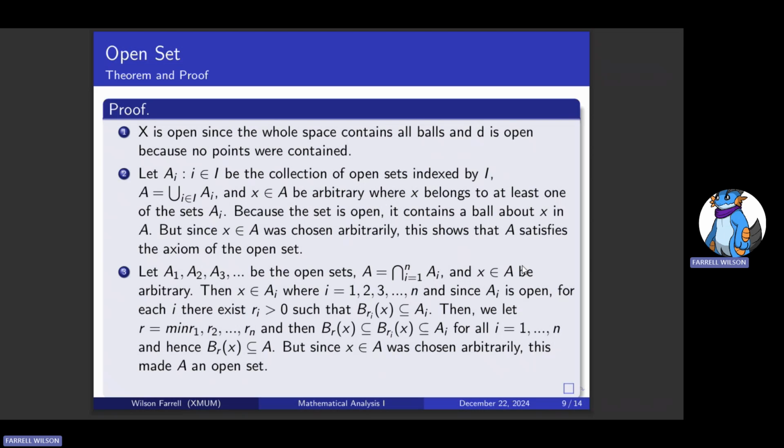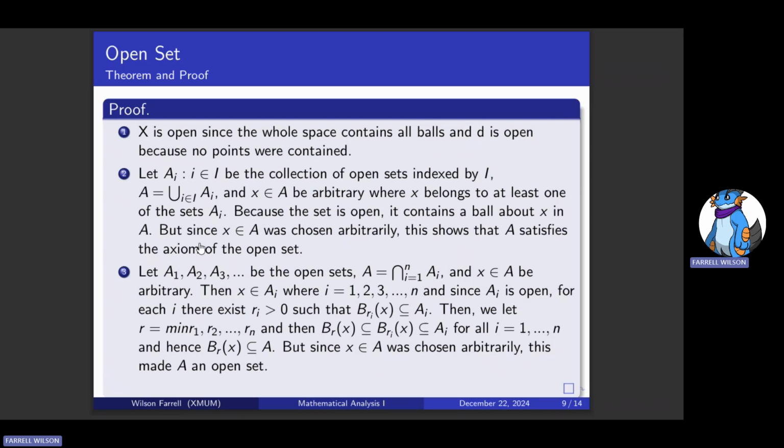For the second axiom, we let A_i be open sets, where i is in I, the collection of open sets indexed by I. A can be considered as the union of the A_i, and x in A is arbitrary, where x belongs to at least one of the sets A_i. Since that set is open, it also contains a ball about x in A. Since x was chosen arbitrarily, this proves that A satisfies the second axiom, and that means the union of any collection of open subsets is open.